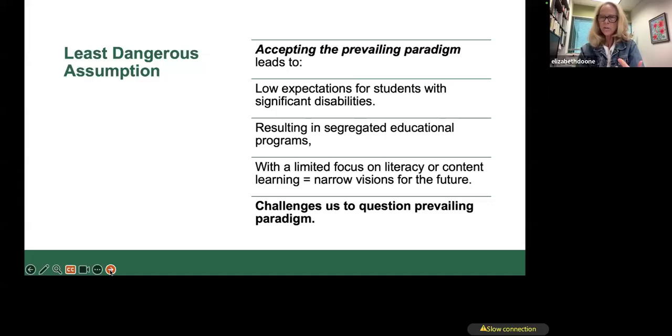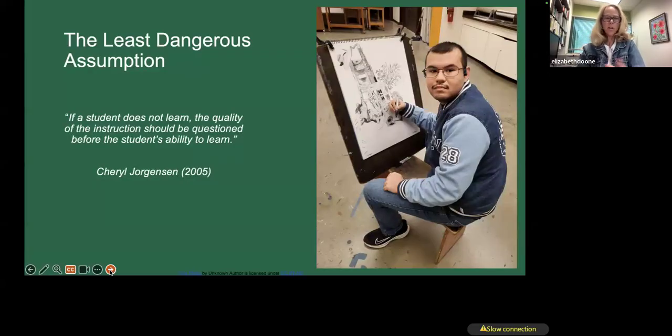So exactly according to what Pedro said, if we accept this prevailing paradigm that students have this disability, that leads us to low expectations for our students. It often requires us to create segregated programs because we say that they can't learn with their peers because they learn slower or they are not capable. It also creates a limited focus on what we teach them, and if we limit what we teach them, then they have less options in their future. And if there are less options, this creates a strand of society who is unable to move forward.